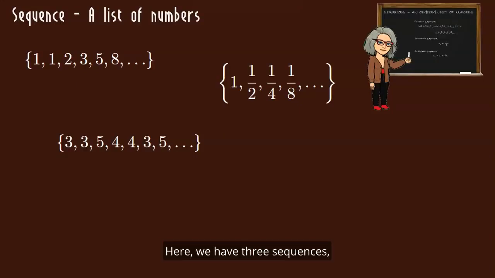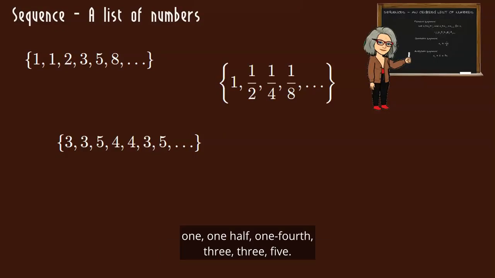Here we have three sequences, nothing to write home about. 1, 1, 2, 3, 1, 1/2, 1, 4, 3, 3, 5. That one's kind of a funky one. If you can figure out where that comes from, I'd like to see that. So here are just three average Joe sequences.